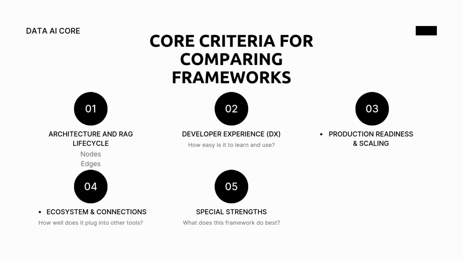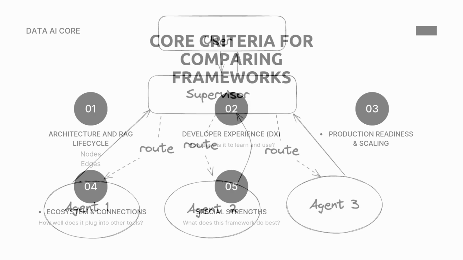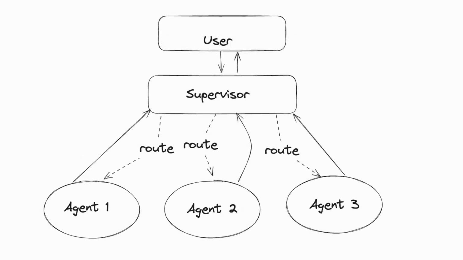LangGraph is a tool from LangChain made to fix the limits of its older straight-line chain design. It understands that smart AI agents sometimes need to loop, branch out, or remember things as they work. LangGraph lets developers build these complex systems like a graph, giving them more detailed control over every step. Architecture. LangGraph represents agentic workflows as a state graph.